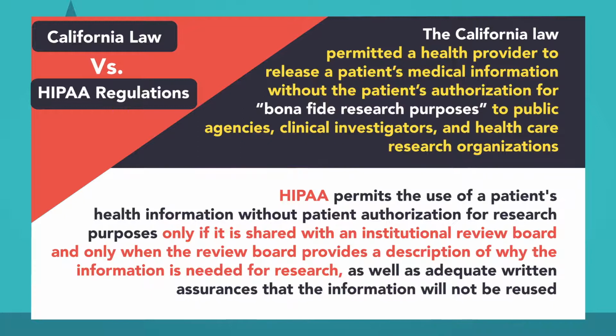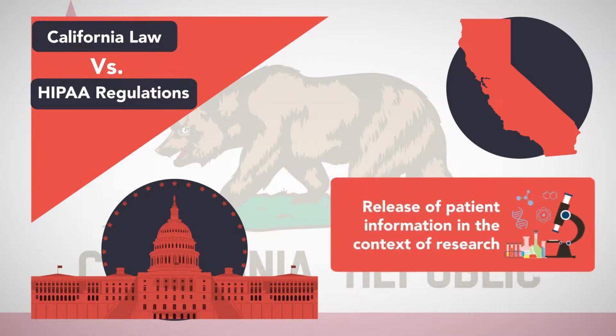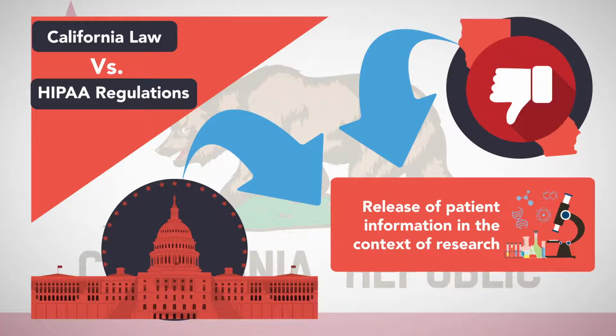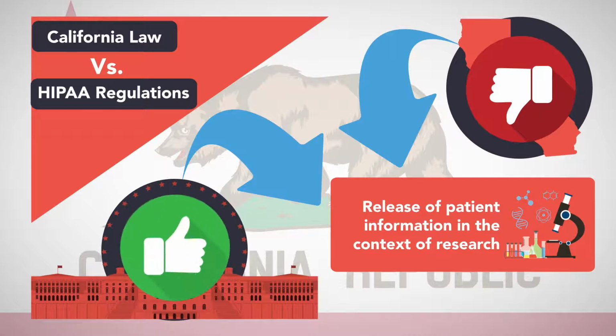On the other hand, HIPAA, which has an objective of guaranteeing security and the privacy of a person's health information in all scenarios, permits the use of a patient's health information without patient authorization for research purposes only if it is shared with an institutional review board and only when the review board provides a description of why the information is needed for research, as well as adequate written assurances that the information will not be reused. Here, both California and the federal government attempted to regulate release of patient information in the context of research, but California's law was preempted because it was too lenient and stood as an obstacle to accomplishing HIPAA's objective of always guaranteeing patient security and privacy.